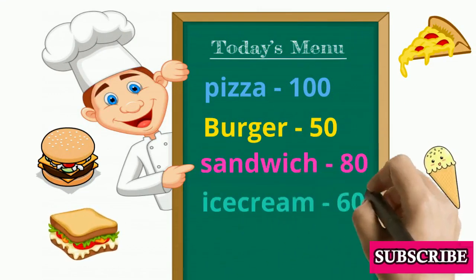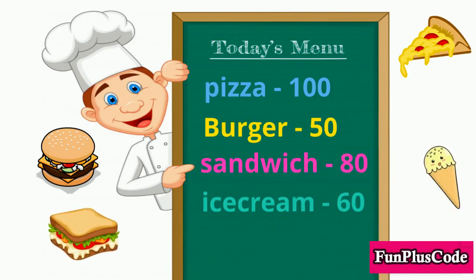Okay, here the 4 items are keys, which are mentioned on the left side in the menu card, that is pizza, burger, sandwich and ice cream, and the costs of the items, which are mentioned on the right side in the menu, are values: 100, 50, 80 and 60. Guys, I consider this restaurant example a perfect example for dictionaries because in that menu the items are along with the price. I have told you the items are keys and the prices are values.